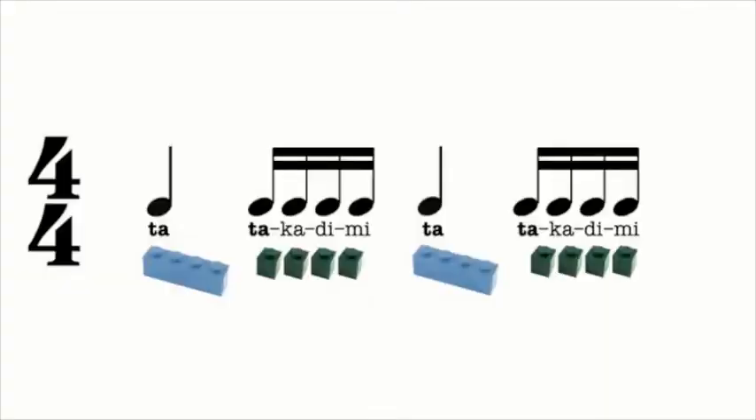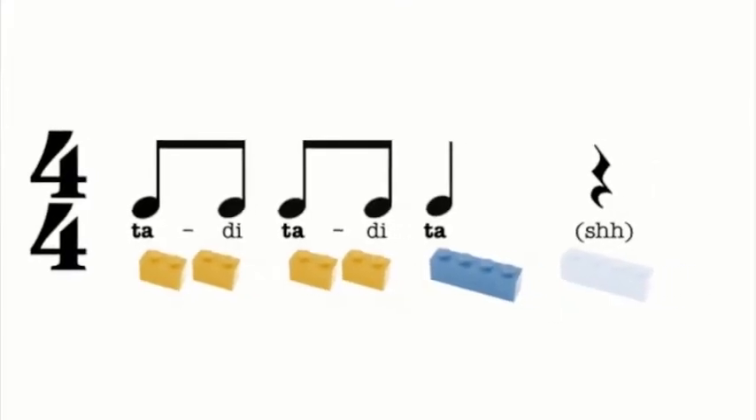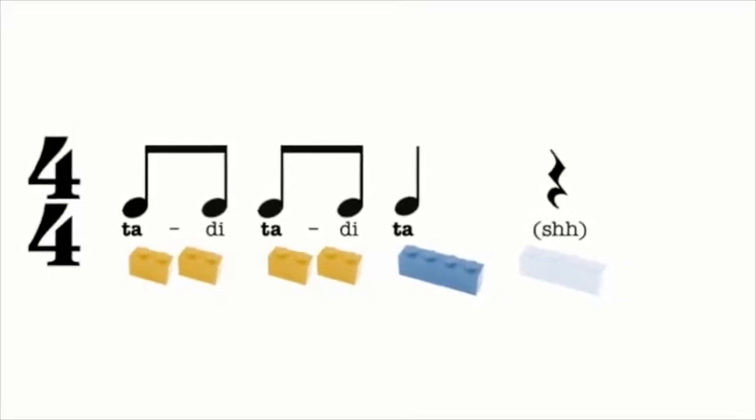Feels awkward at first, doesn't it? Let's try it again. 1, 2, ready, go. Ta, Takadimi, ta, Takadimi. Okay, you try it by yourself. 1, 2, ready, go. Okay, last line before we put them all together. This one is easier. There's no Takadimi here, and our old friend Shush is back. 1, 2, ready, go. Ta-di, ta-di, ta. Shh. Okay, now just you. 1, 2, ready, go.